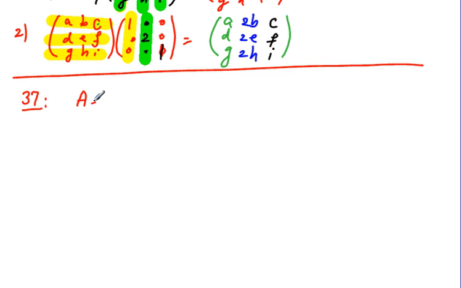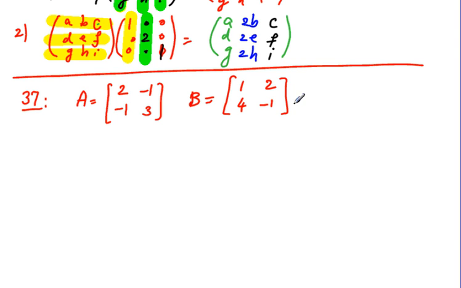So we have 2 matrices, A, which is 2, minus 1, minus 1, 3, and B, which is 1, 2, 4, minus 1. The question is, what is AB? And then it is asking you to do it by following one of many different examples. One of them is expansion by columns.